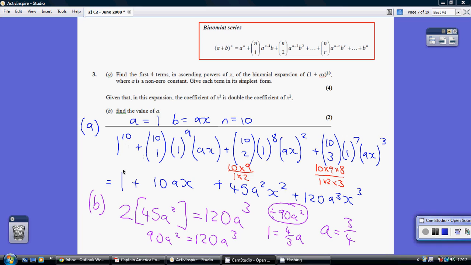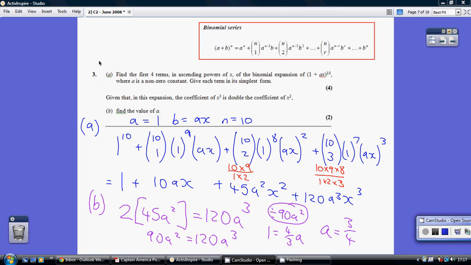So working our way along, 1 to the power of 10 is 1, 10 choose 1 is 10, 10 times 1 is 10, a to the x, so 10ax. Our third term, 10 choose 2 is 45 times 1, which is still 45, and as I said earlier on, ax all squared is ax times ax, that's a squared x squared. And similarly with our fourth term, 120 a cubed x cubed.